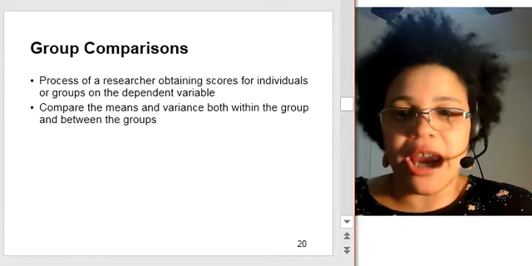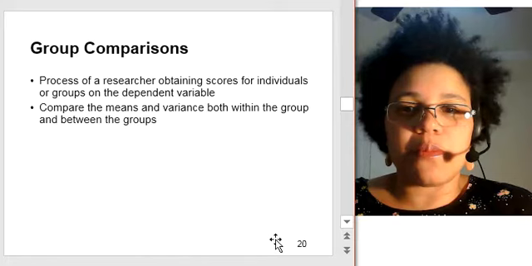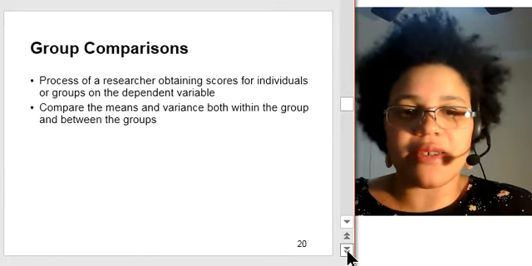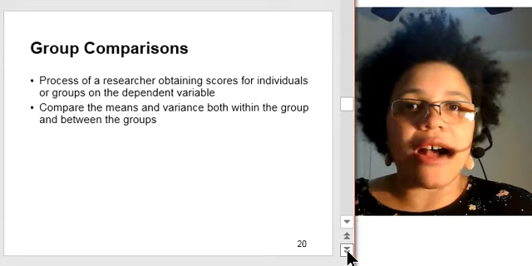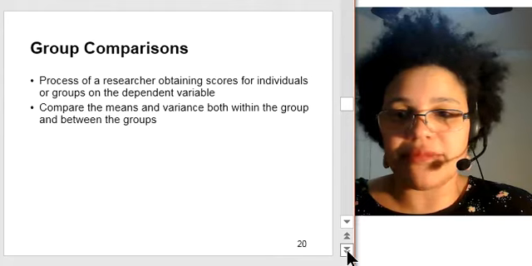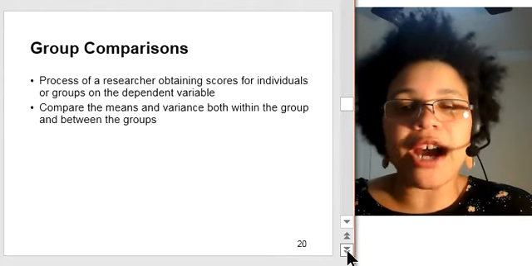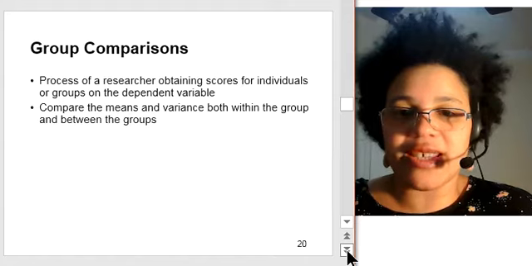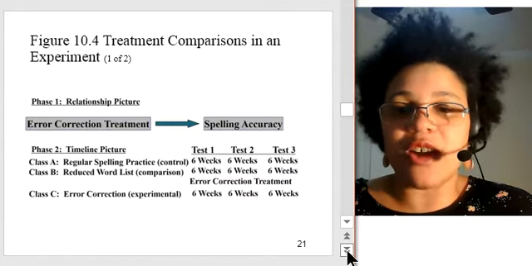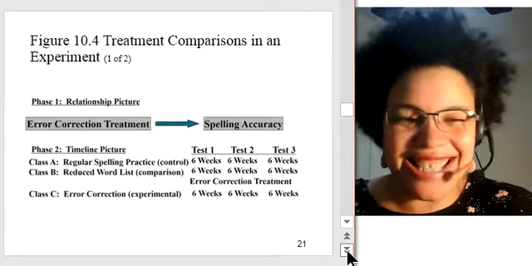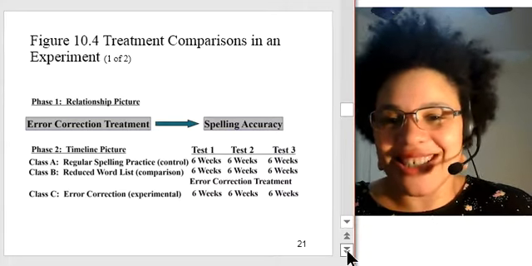We do group comparisons. That we're used to in education, right? We're going to compare how those who received the new curriculum did compared to those who received what we've always done. And we compare both the average or mean and the variability or variance within and between the groups. And we're going to be learning more about means and variance soon.